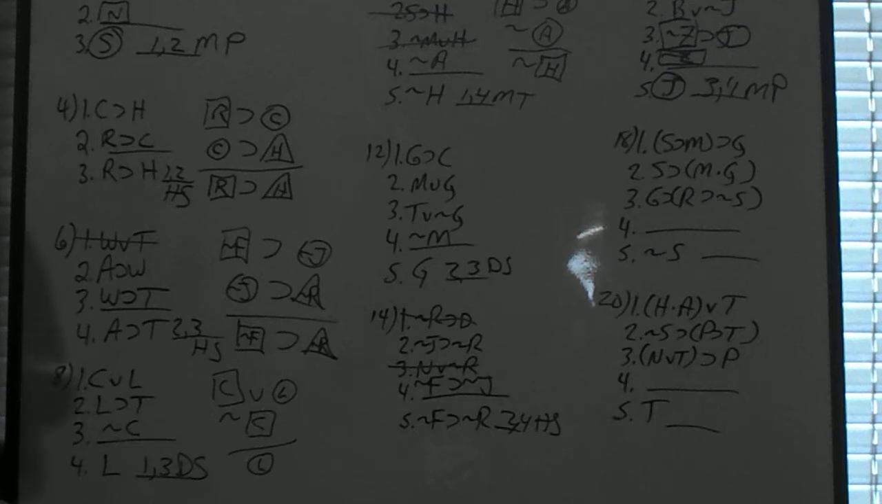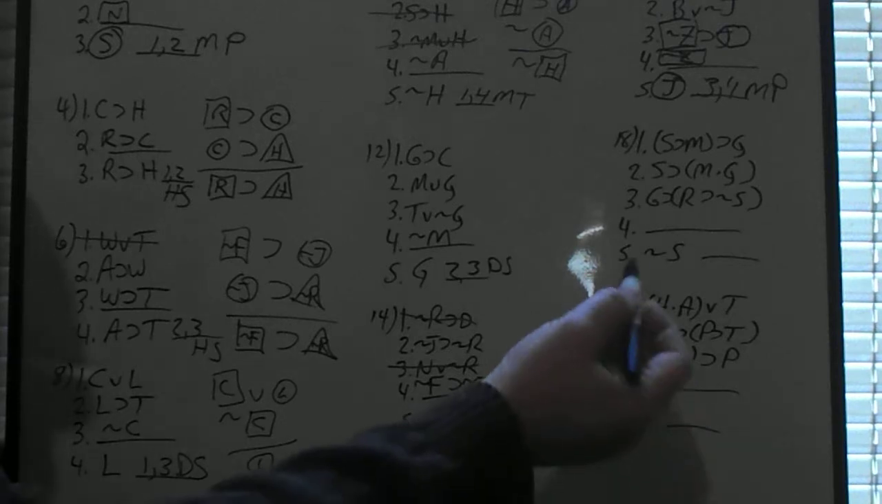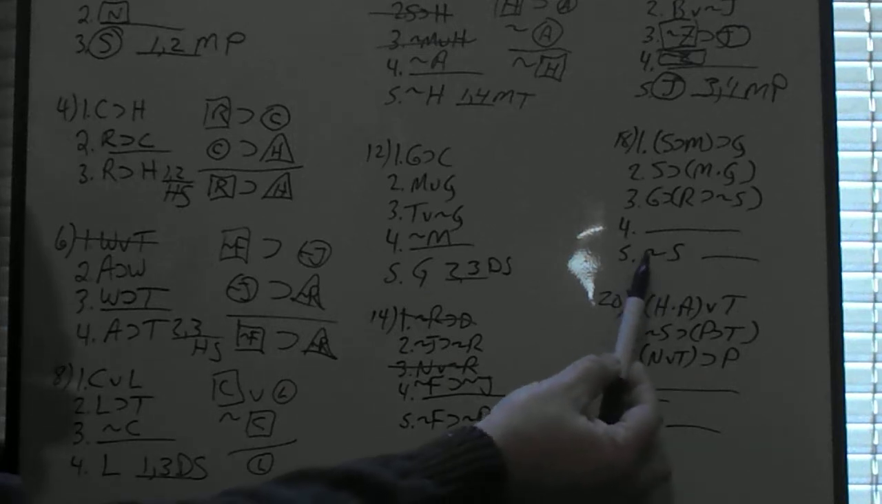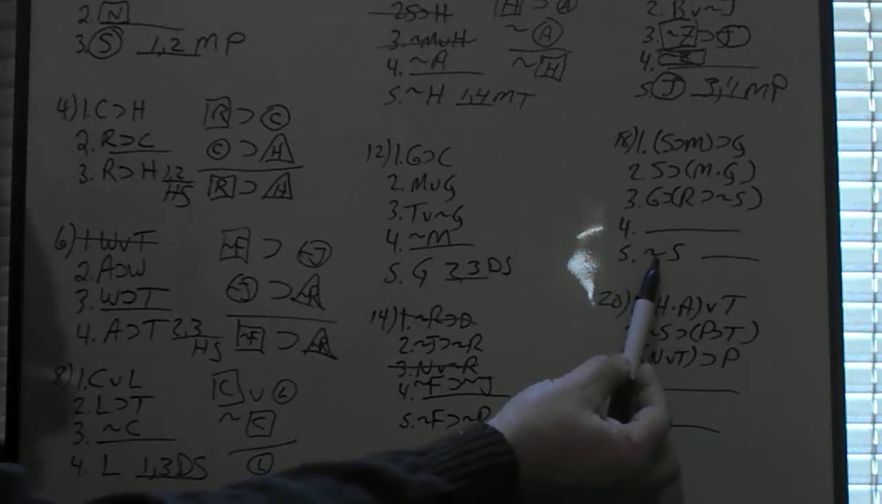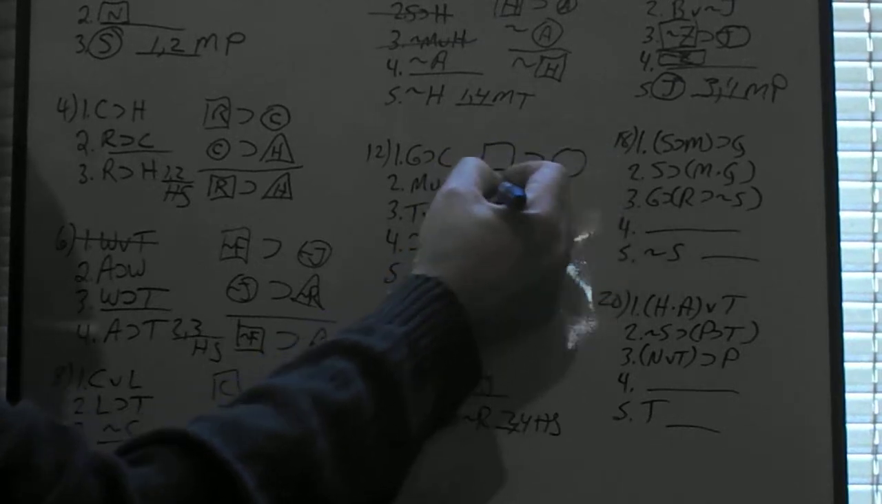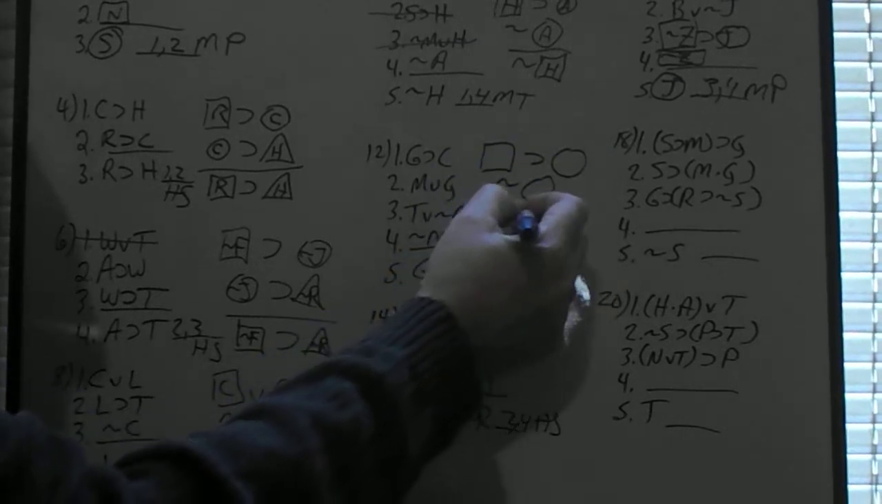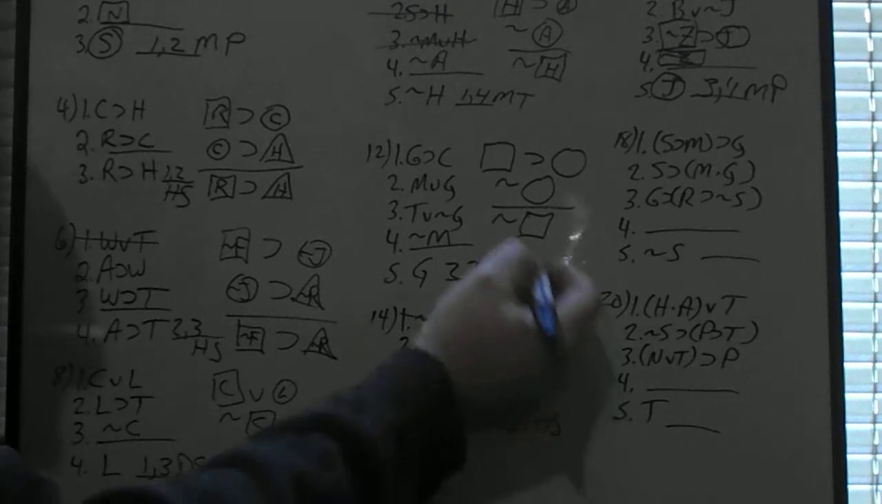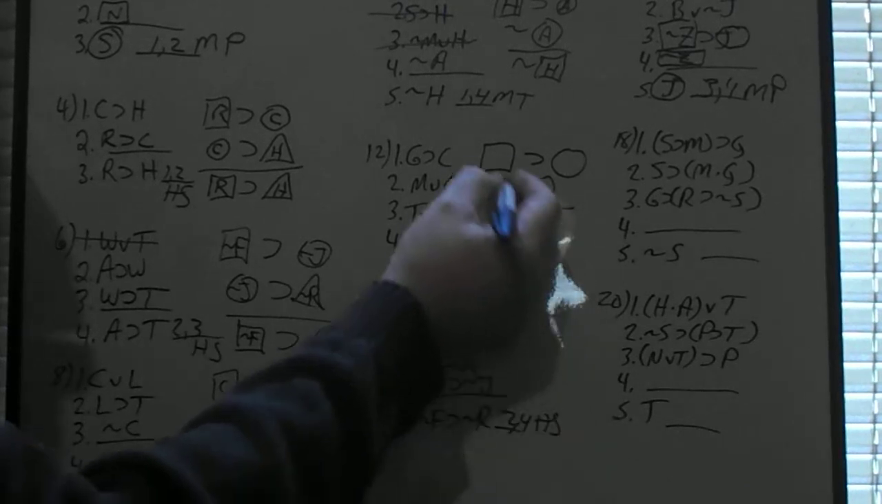With number 18, we've got if S, then M and G; if S, then M and N; G, then R; then not S, and we want to get to not S. So again, with the negation there, we're looking at a modus tollens. So modus tollens: if square, then circle, not circle, therefore not square. So not S. So the square is S.